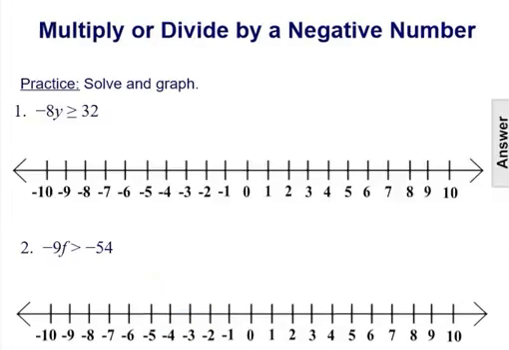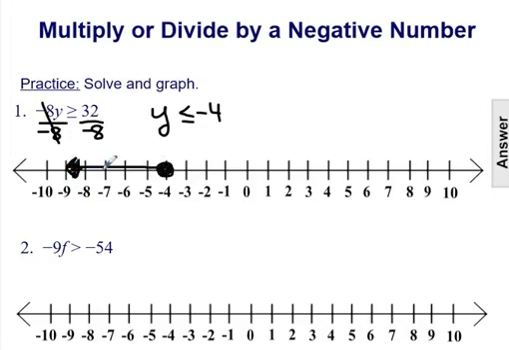Here are two more examples to practice that rule and when we should use it or not. So we have negative 8y is greater than or equal to 32. So multiplying by negative 8, I'll divide both sides by negative 8 to use the inverse. Now I'm dividing by a negative number, so I have to switch the sign from greater than or equal to less than or equal to. 32 divided by negative 8 is negative 4. So I'll have a closed circle at negative 4, and my shading will be to the left. I have all numbers less than negative 4.